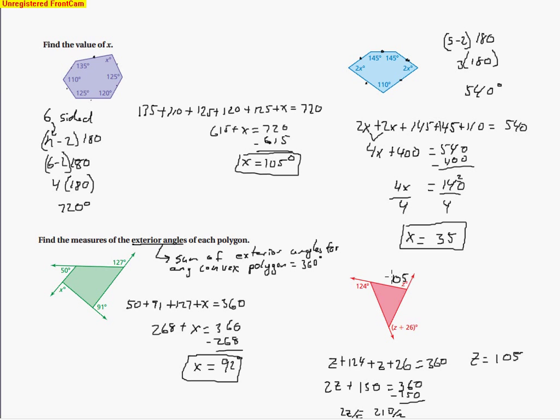So we have 105 degrees for z there, and then we have to add 105 plus 26, and that's going to give us 131 degrees for this angle, and this angle is already given to us.